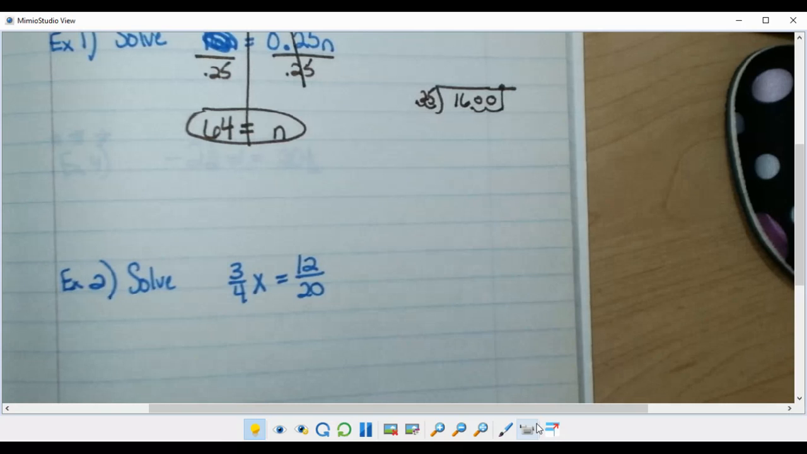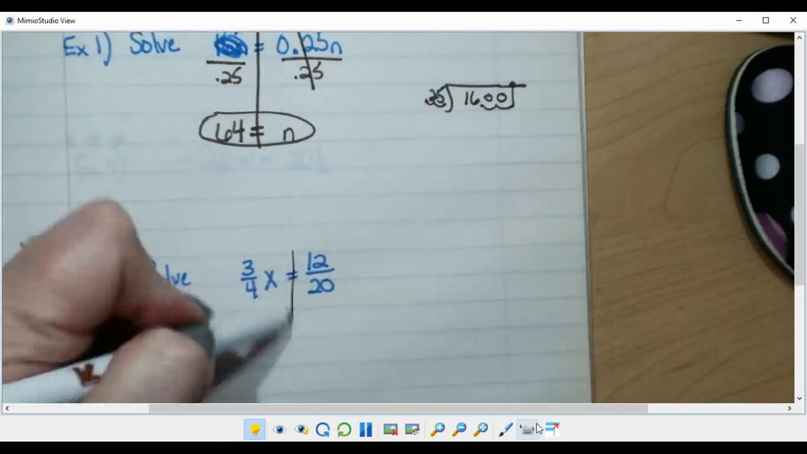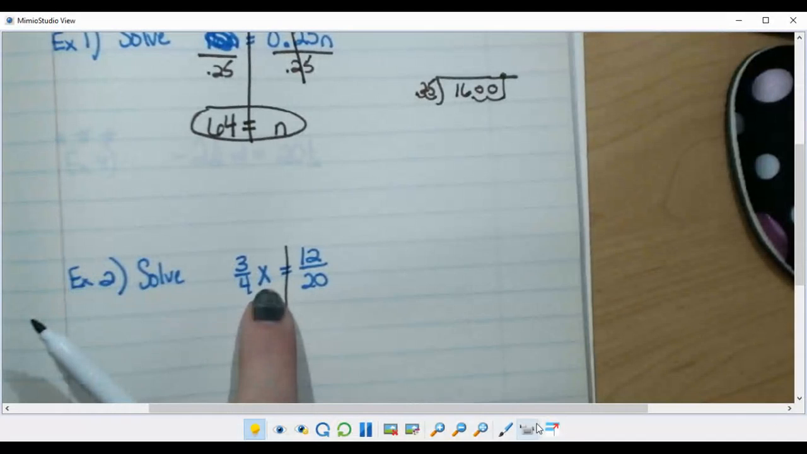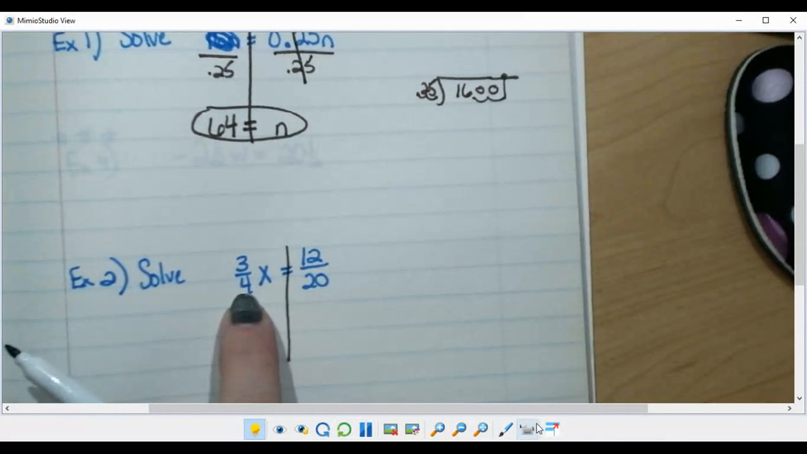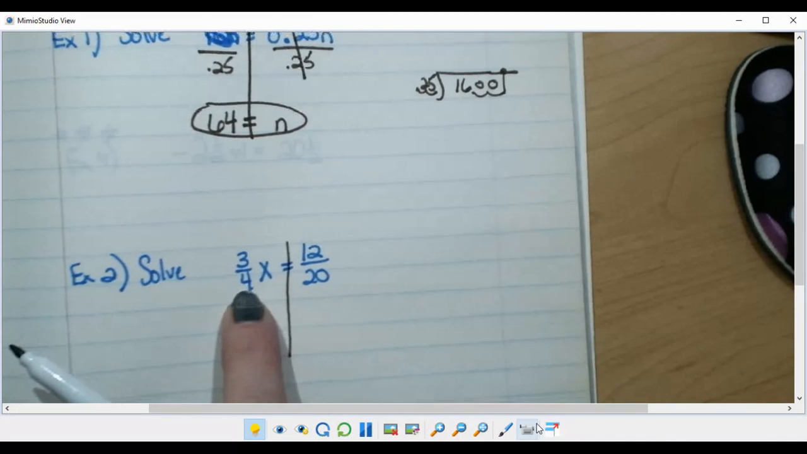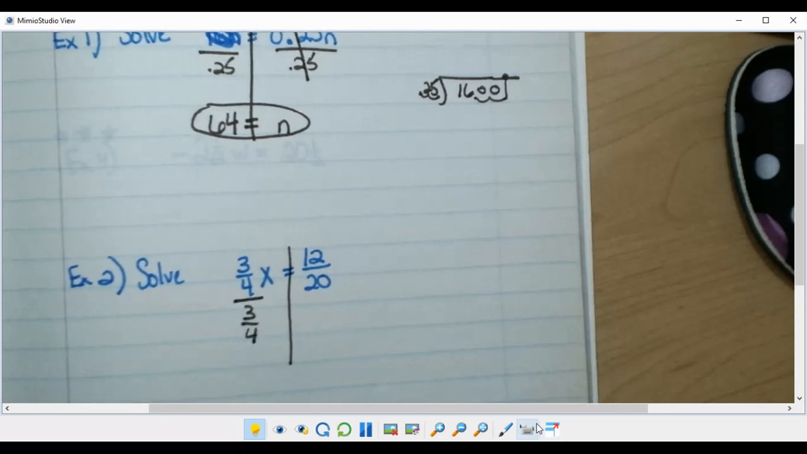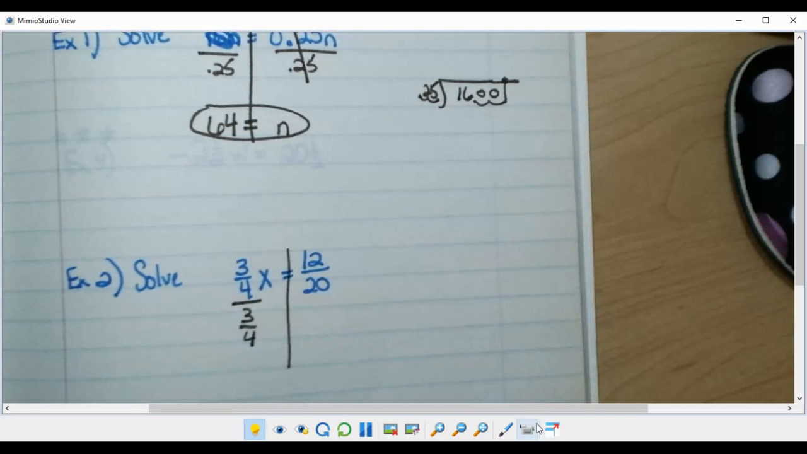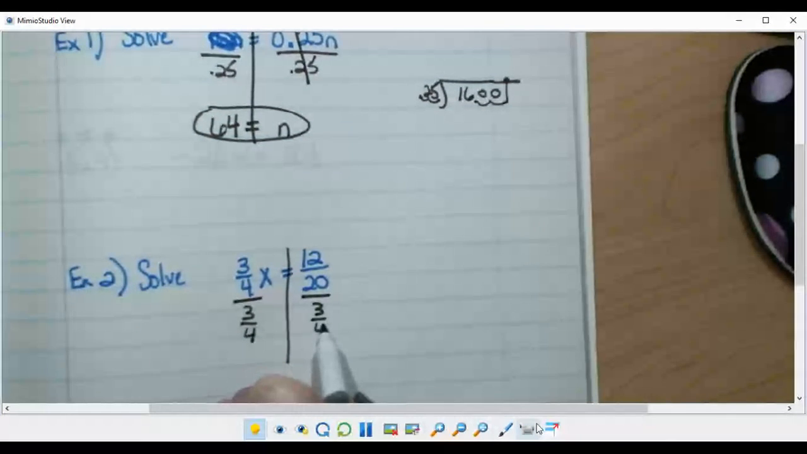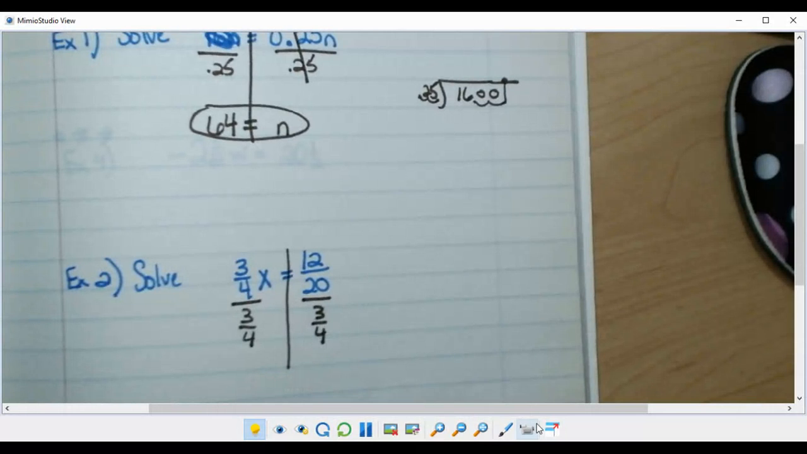All right. Same steps for equations. Split it. I'm looking for x. The 3/4 is attached by multiplication, so I'm going to divide by 3/4. And if you write it like that, you are perfectly correct. But when you get over here, you have just created a nightmare for yourself.